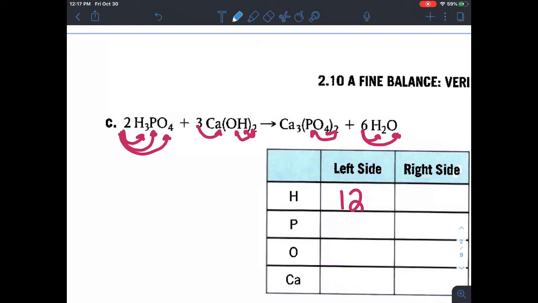And then for P, it looks like I just distribute the 2, so I've got 2. O, I have 2 times 4 is 8. And then 3 times 1 is 3, times 2 is 6. So 8 plus 6, that's 14. And then for Ca, it looks like I just have the 3.